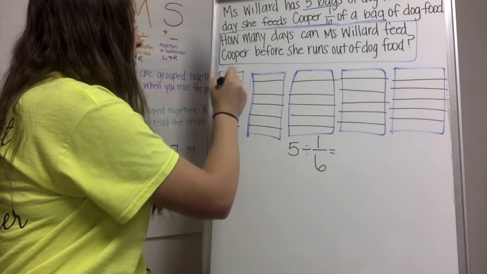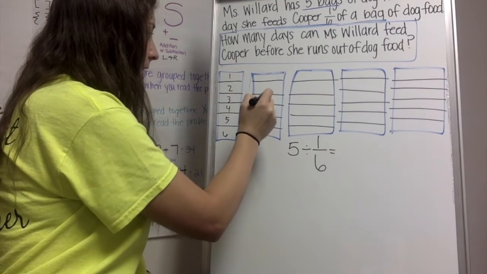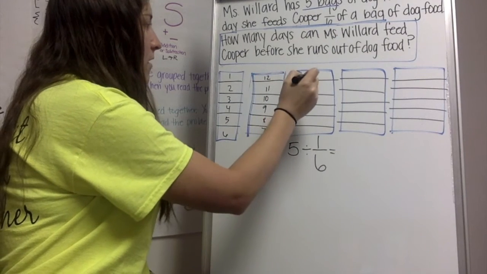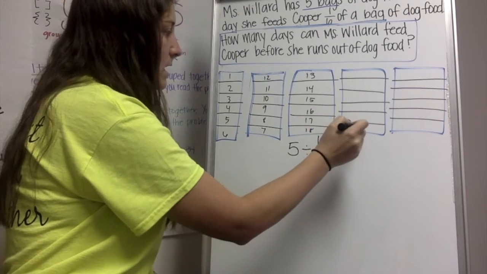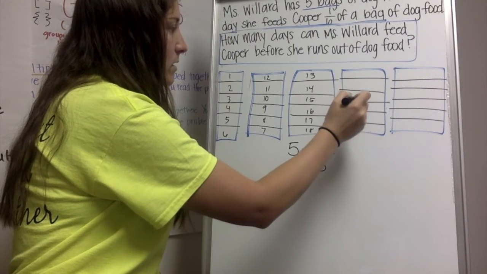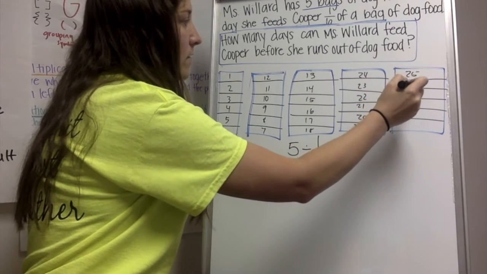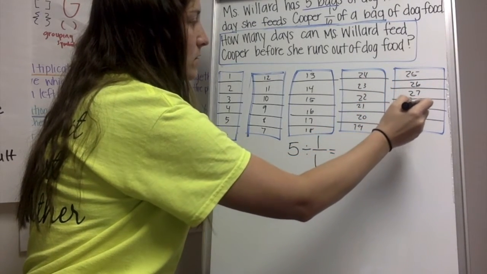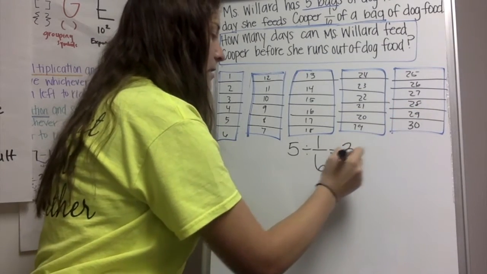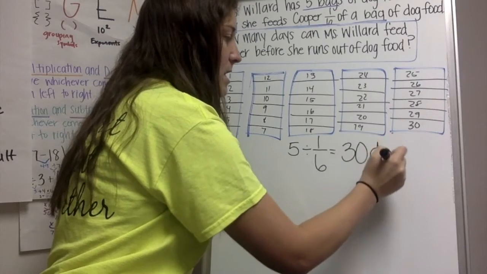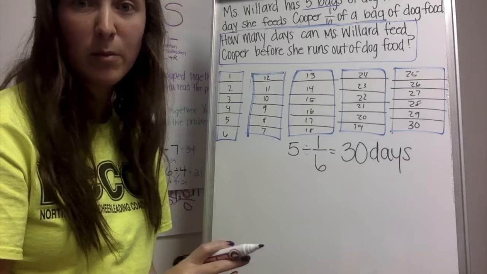So I've got 1, 2, 3, 4, 5, all the way up to 30. So my answer here is going to be 30 days. So it'll be 30 days before she has to run back out to Walmart in a panic to get Cooper dog food.